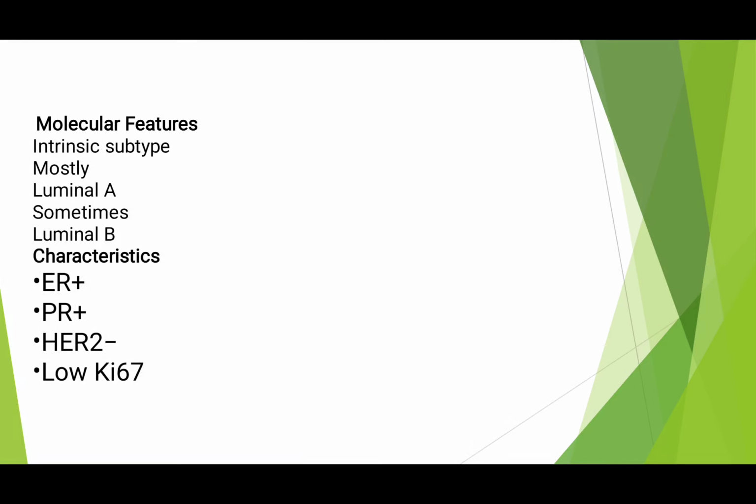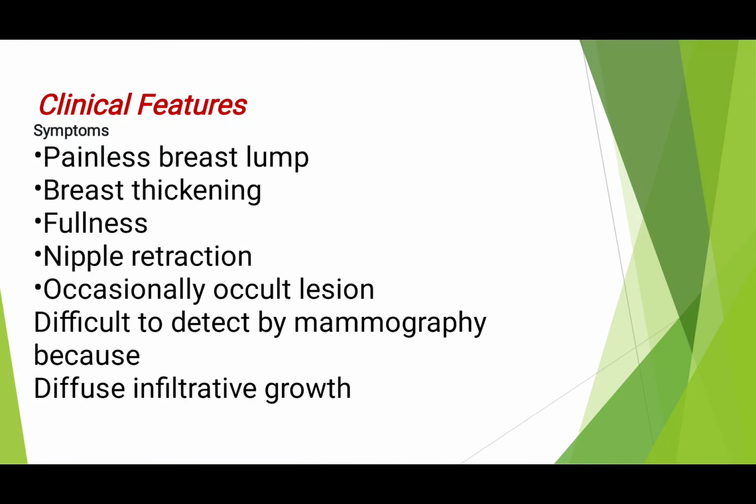Next, coming to the molecular features. Molecular features are intrinsic subtype, mostly luminal A, sometimes luminal B. Characteristics are ER positive, PR positive, HER2 negative, low Ki67. Clinical features, coming to the symptoms: painless breast lump, breast thickening, fullness, nipple retraction, occasionally occult lesion, difficult to detect on mammography because of diffuse infiltrative growth.